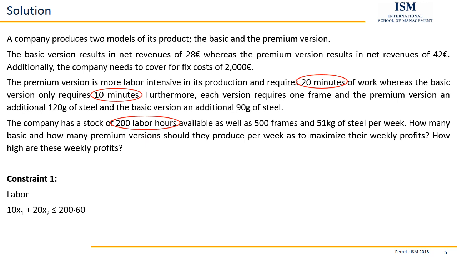10x1 plus 20x2 is less than or equal to, and here we have the information 200 labor hours, but on the left side we're talking about minutes, so we need to convert the 200 labor hours into minutes, so it reads as 200 times 60. Well, we could leave it as it is. However, it always makes sense, if possible, to work with smaller numbers. So we see here we can easily get this a bit simpler by dividing by 10. We get as a constraint x1 plus 2x2 is less than or equal to 1200. So this is our first constraint.